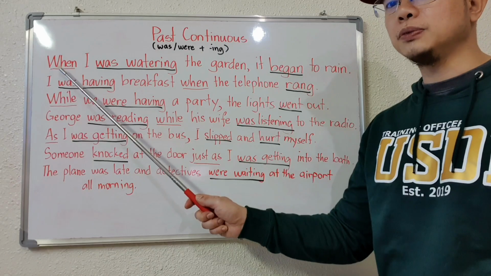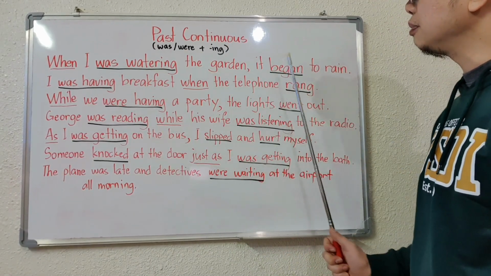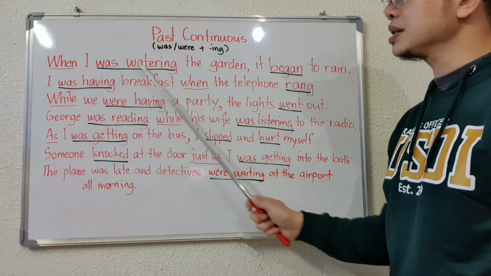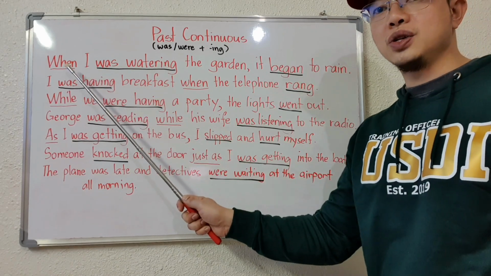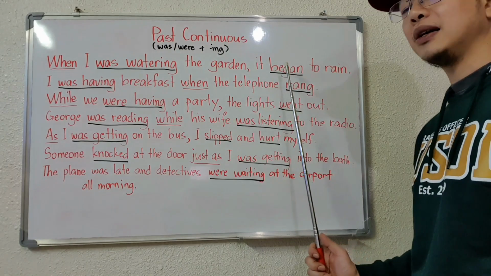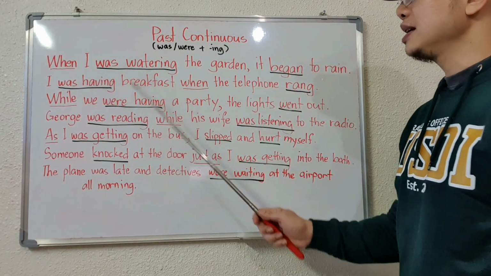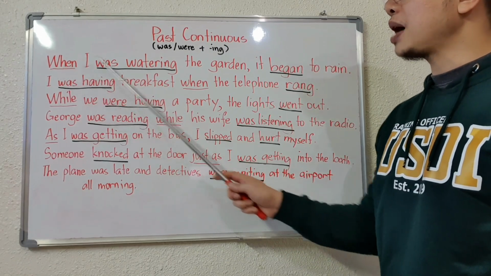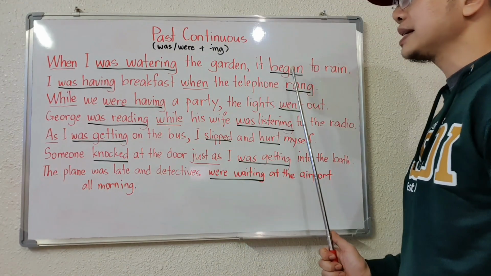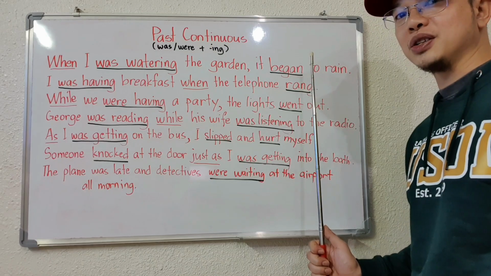As you can see here, when I was watering the garden, it began to rain. So in the first clause, where you have the past continuous, you have the conjunction when. And then in the second clause, you have past simple and there's no conjunction at all. You have past continuous with your when clause, and you have past simple with the other clause without the temporal conjunction when.